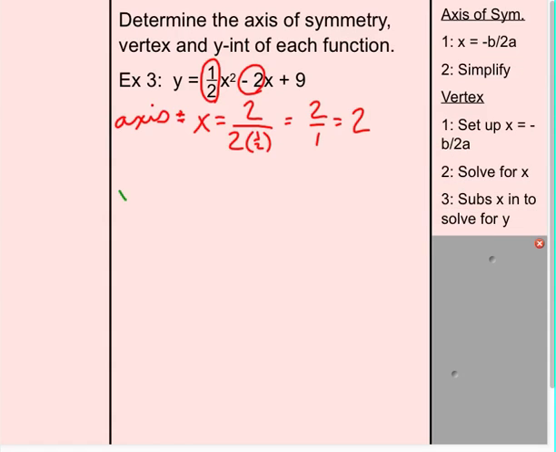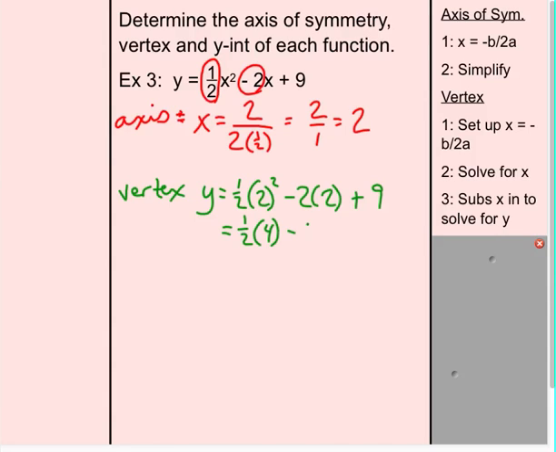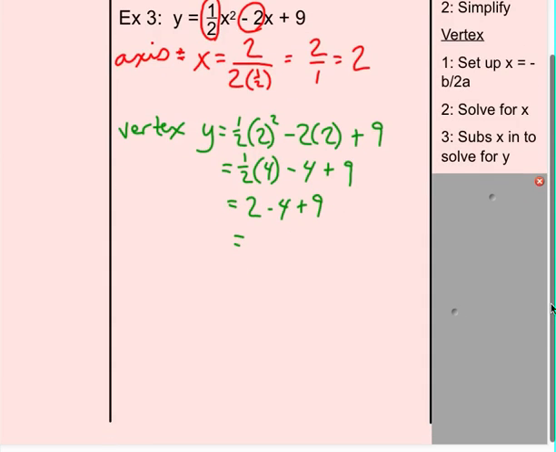Substituting that value back in to solve for the vertex. Substituting 2 for x, everywhere we see an x. 2 squared is 4. So again, we have to do exponents before multiplication. Second term, we can go ahead and multiply those 2's. Half of 4, or half times 4, is 2. And then adding and subtracting left to right, 2 minus 4 is negative 2, plus 9 is 7. So we get a vertex of 2, 7.